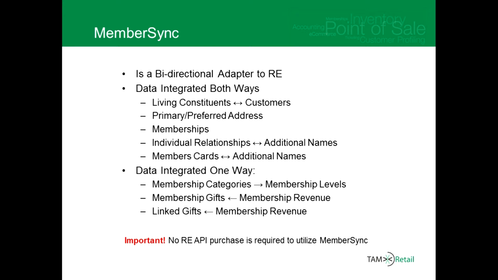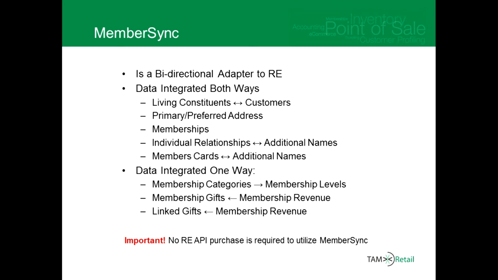Living constituents from RE and any changes to their records go to customers in TAM. Conversely, any new memberships, new members, changes to members, same thing, that occur in TAM flow back into Razor's Edge. Information that's included in those memberships is primary preferred address, memberships, individual relationships, which are shared with the additional names aspect of TAM in a dual fashion. Member cards and additional names are also shared in a dual fashion.